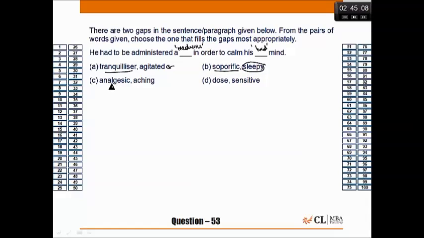Analgesic. This is okay. In order to calm his aching mind. Aching mind. Mind doesn't ache. Body aches, I think. Yeah, mind doesn't ache. So this doesn't make sense. This also. Dose for a sensitive mind. No, no, no, no. This is a good one. A. 3.